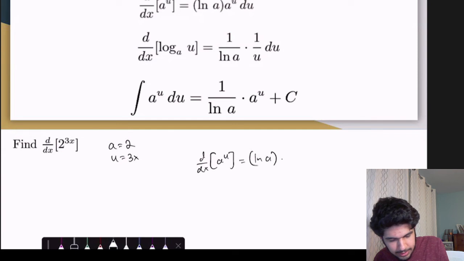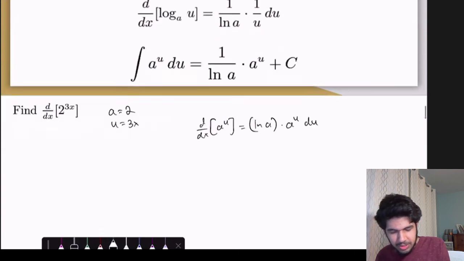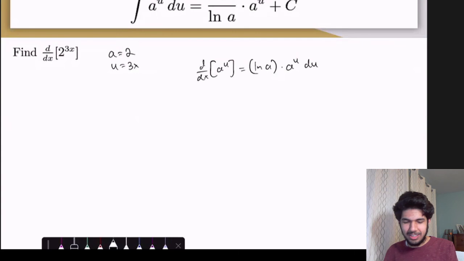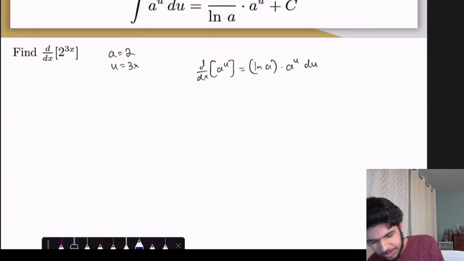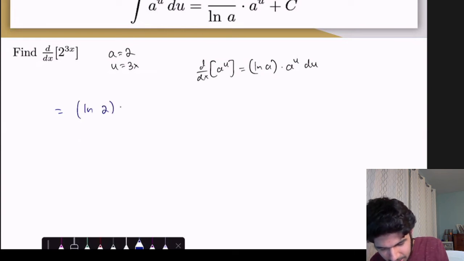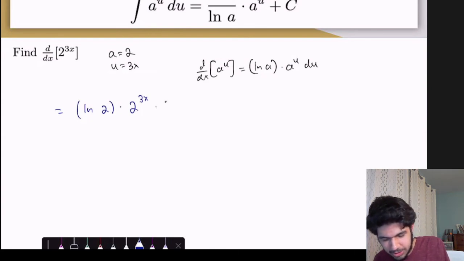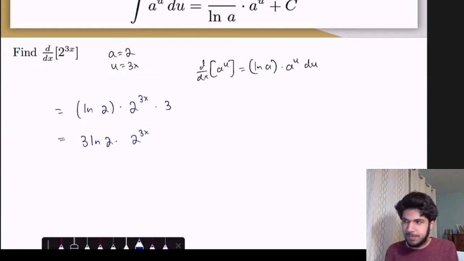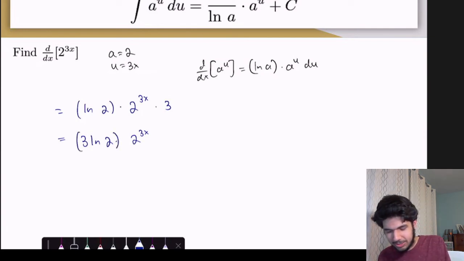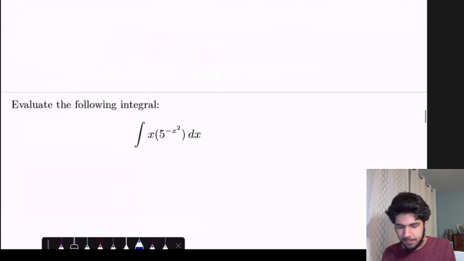So let's just write down the property here so we can reference it. ln a times a to the u du. So we can just plug into this here. We'll get ln of 2 times 2 to the u, which in this case is 3x, times du. Well, the derivative of 3x is simply 3, so our answer is just 3 ln of 2 times 2 to the 3x. So that's the answer to our first question. It's a little bit of practice with the first property.